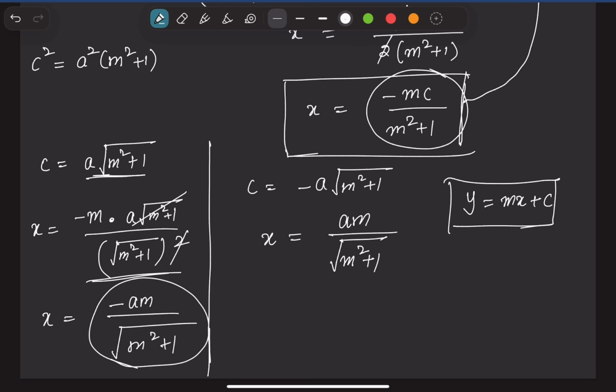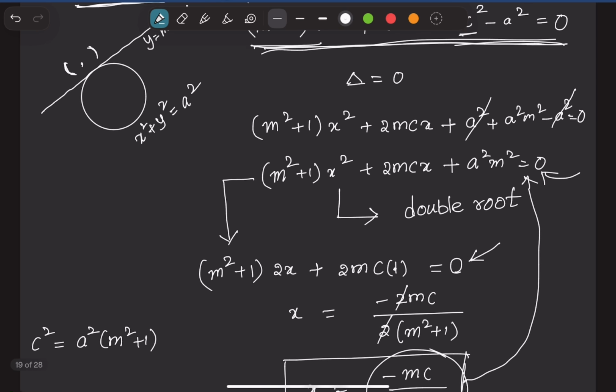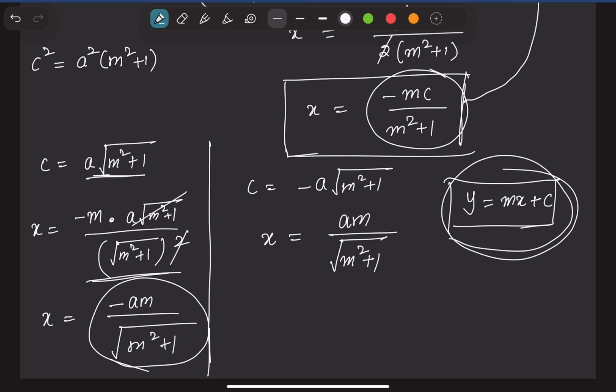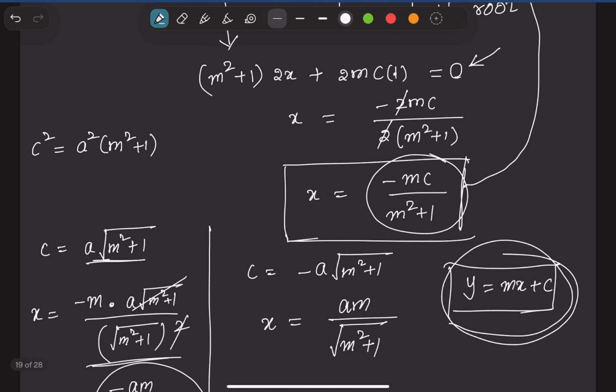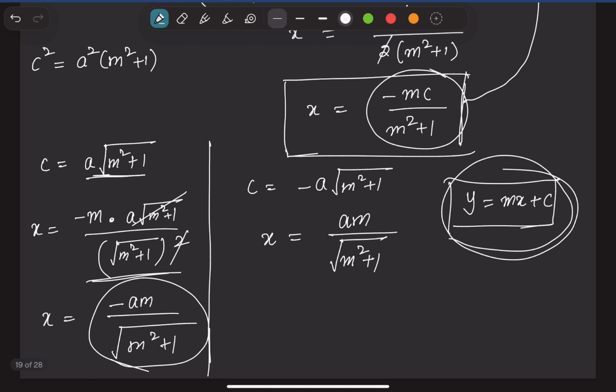So your x coordinate of point of tangency is this, and y coordinate will be whatever you get from this particular equation. We have already discussed why we have two values for c. So if you're not sure about this thing, go to the first episode and check it out. There I have clearly explained the reason behind c having two values. Alright, so let us proceed.